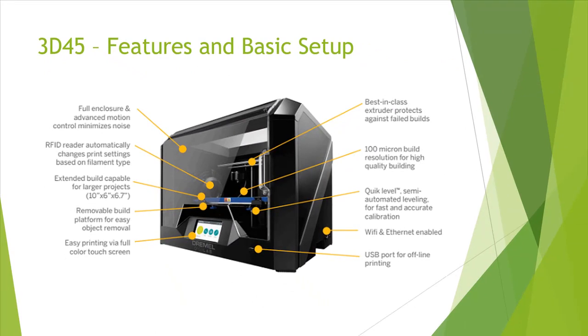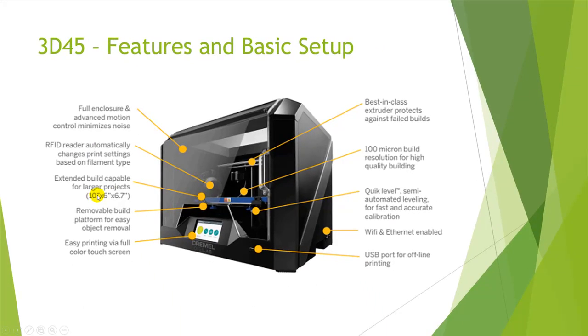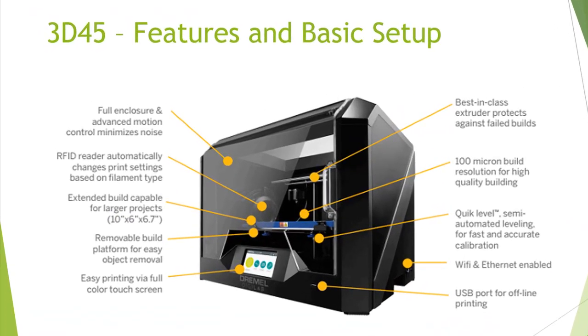The printers that we'll be using primarily will be these 3D45s, and they have a fully enclosed build. They use radio frequency ID tags on the material to set up the print. So if you put in PLA, which is a plant-based material called polylactic acid, it will then set the machine for the proper heat and temperature to extrude it from the nozzle. The build size that we can build is 10 inches by 6 inches by 6.7 inches.